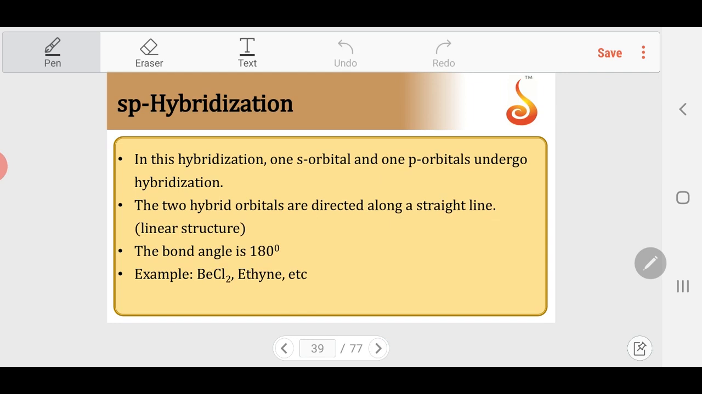sp hybridization, the name itself says, one s and one p orbital involved in hybridization. Only two orbitals, the best possible orientation is opposite to each other. So this is a central atom. So it is going to be one orbital like this, one orbital like this. The bond angle is 180 degrees. So bond angle is 180. The example is beryllium chloride, and also alkynes. The triple bonded carbon in all alkynes will be sp hybridized.